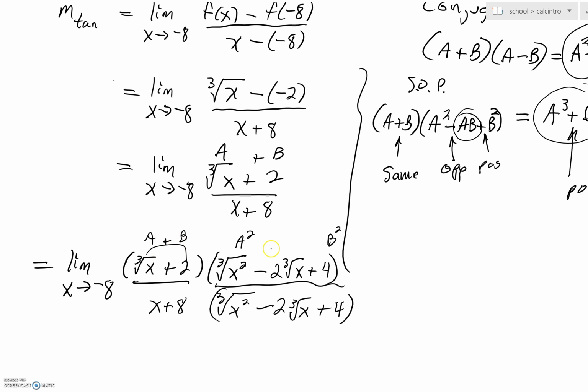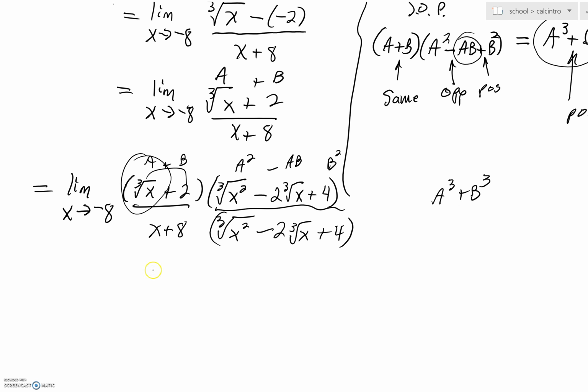Well, I'll tell you why. This numerator that you're going to have is really going to multiply into a cubed plus b cubed. What is the cube root of x cubed? What does that become? An x. Plus, what's 2 to the third? 8. Guys, that whole numerator will cancel.